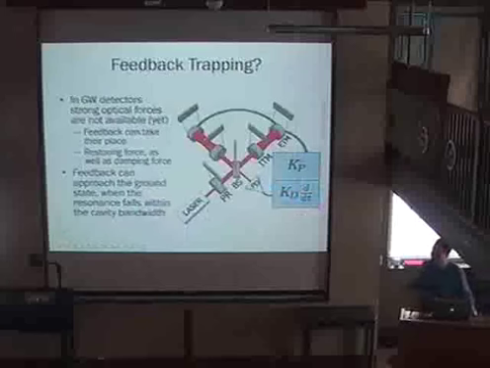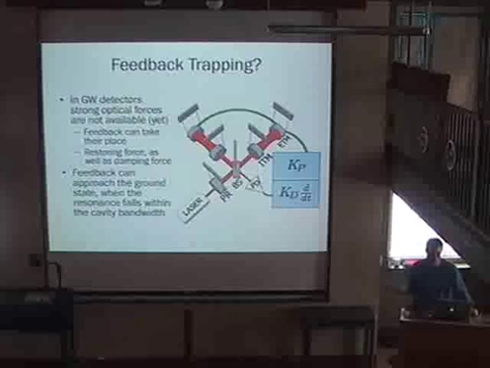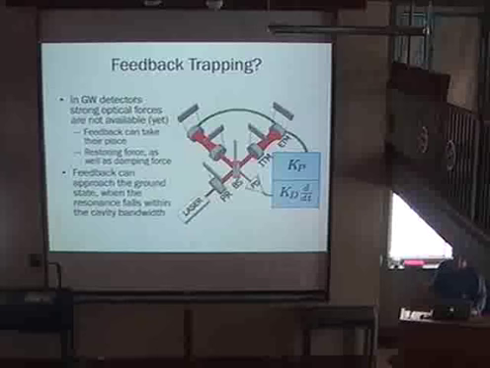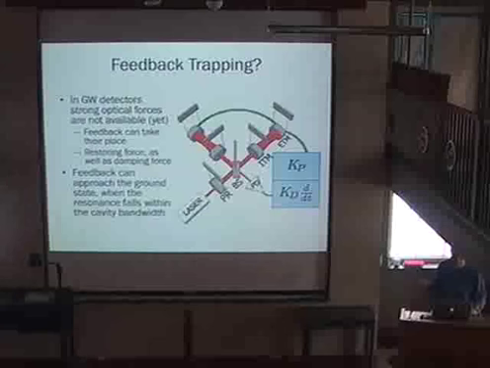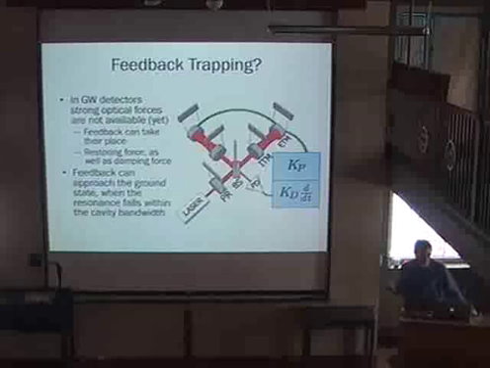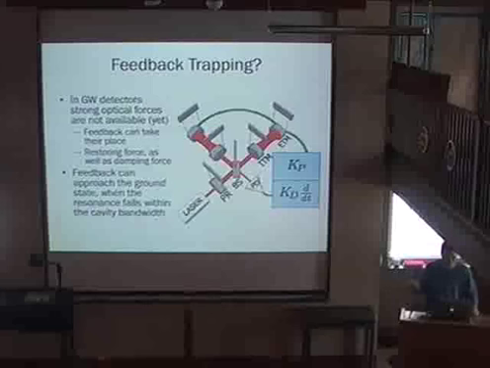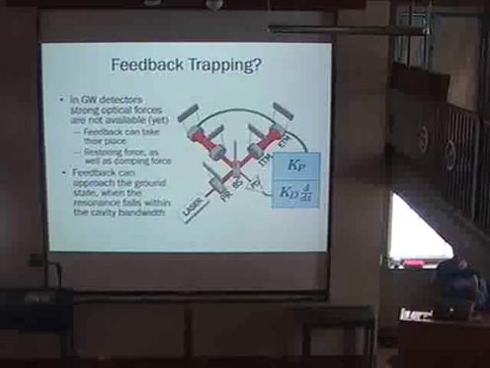So having used feedback for cooling, can we use it also for trapping? And why would you want to do that? Well, in gravitational wave detectors, they're very sensitive systems, but they don't yet have strong optical forces. So we want to use feedback to take their place, both for the restoring force as well as the damping force. And we know that feedback can approach the ground state for the case where the mechanical resonance falls within the cavity bandwidth, which is the case in which we're working.